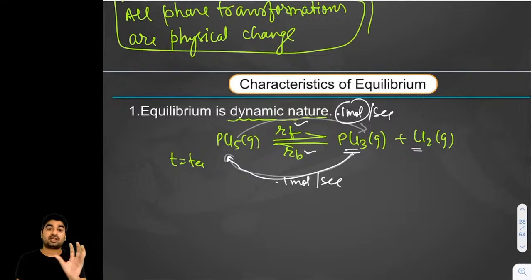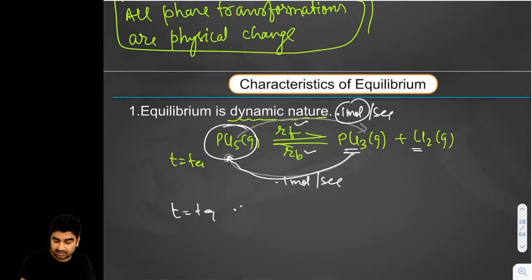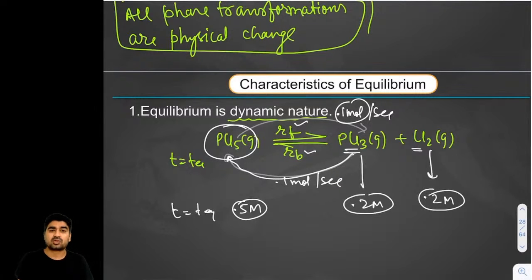So guys, equilibrium is not static. Suppose at equilibrium its concentration becomes 0.5 molar, this becomes 0.2 molar, and the concentration of this becomes 0.2. So you will think, sir, the concentrations are constant, so no reaction is taking place. No, it is not like that. Chemical equilibrium is not static. Reaction is taking place, but the rate of forward reaction has become equal to the rate of backward reaction.